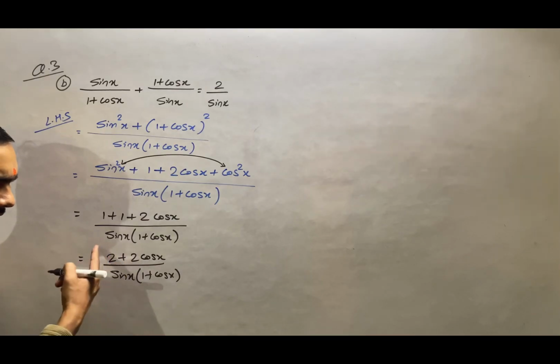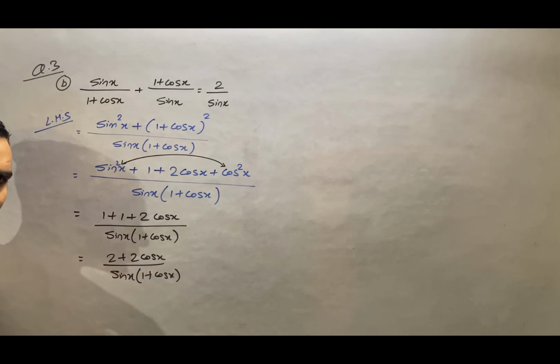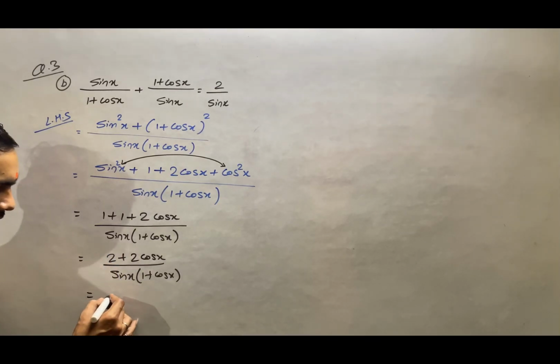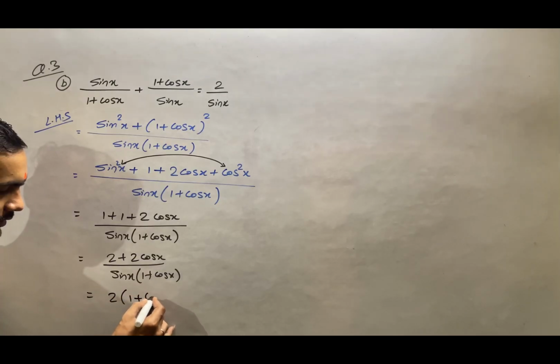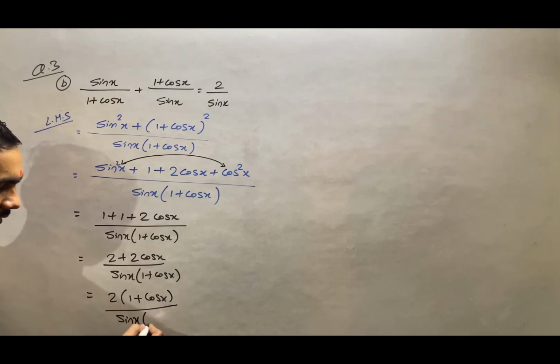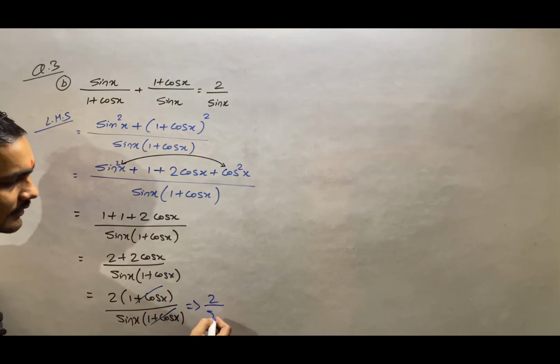Right? Can we take 2 common? So 2 times 1 plus cos of x over sine x times 1 plus cos of x. So we can cancel. So we are left with 2 over sine of x. This is our RHS.